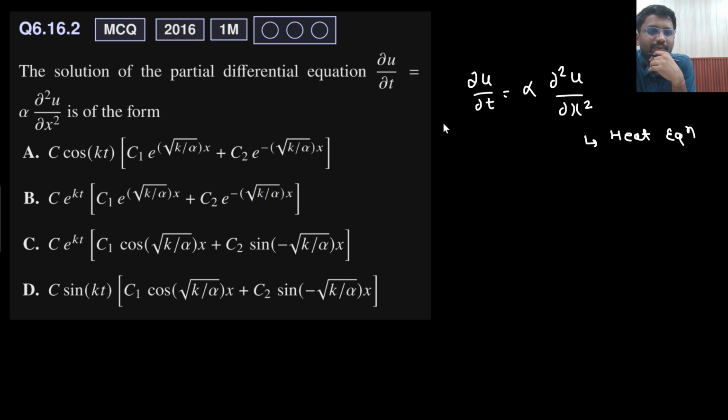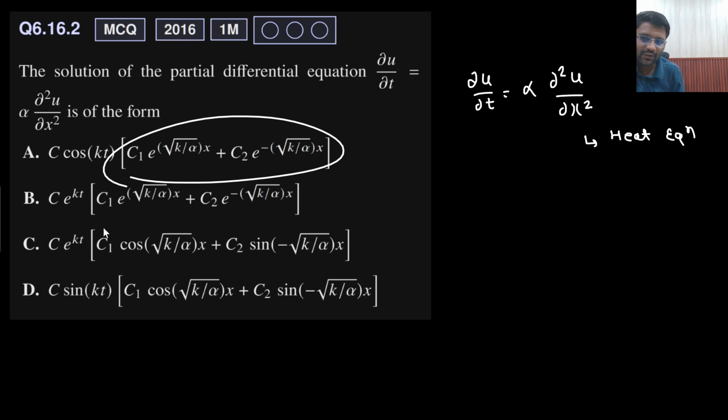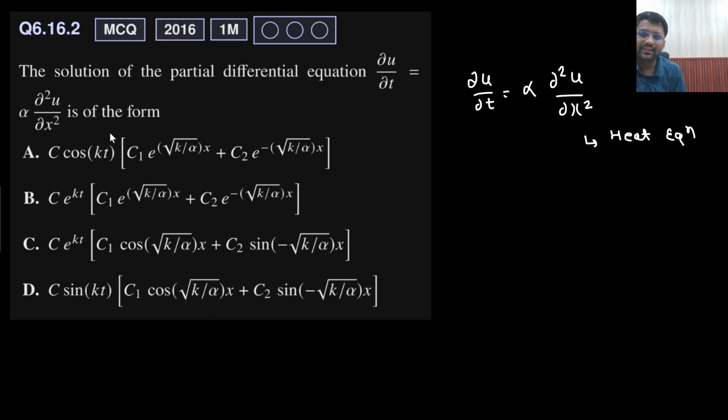What we will do? So del u by del t, if I calculate in all the options, what will happen? These are the function of x, so they will be kept aside. I will be differentiating these guys. And if I differentiate these guys, then I know that k will come out.